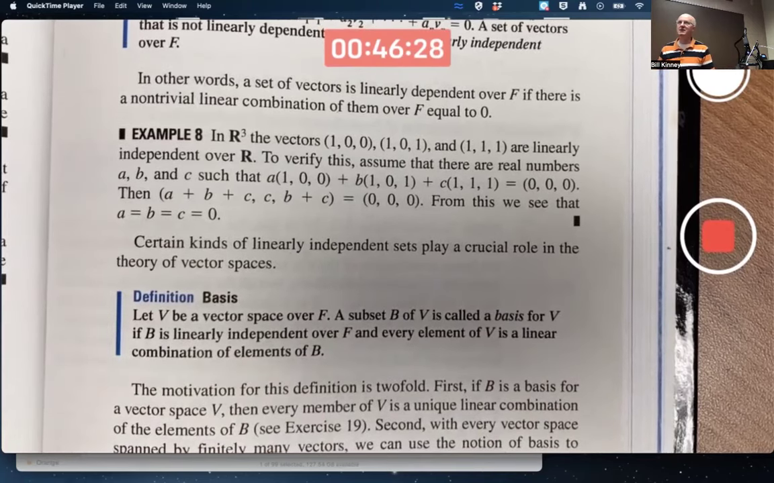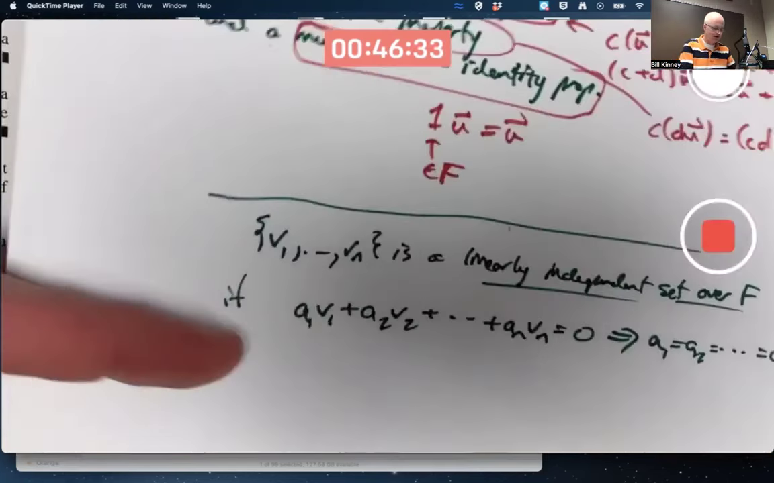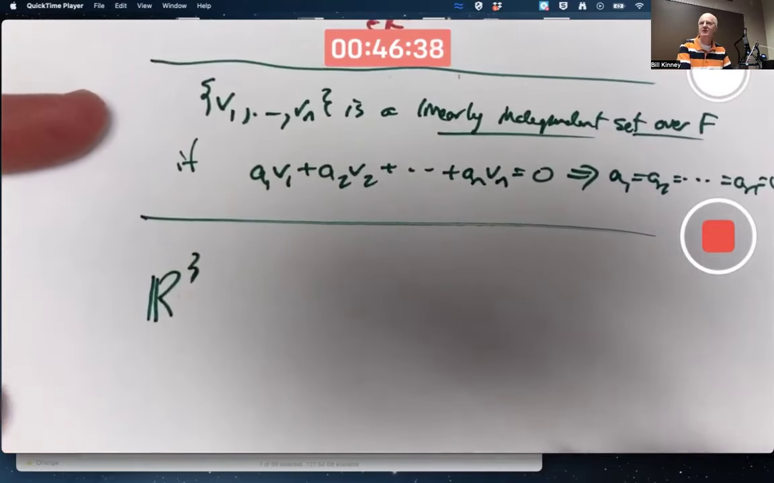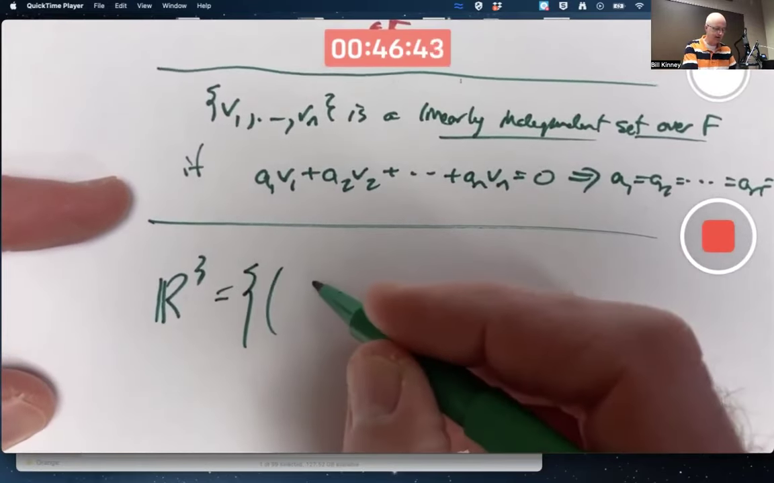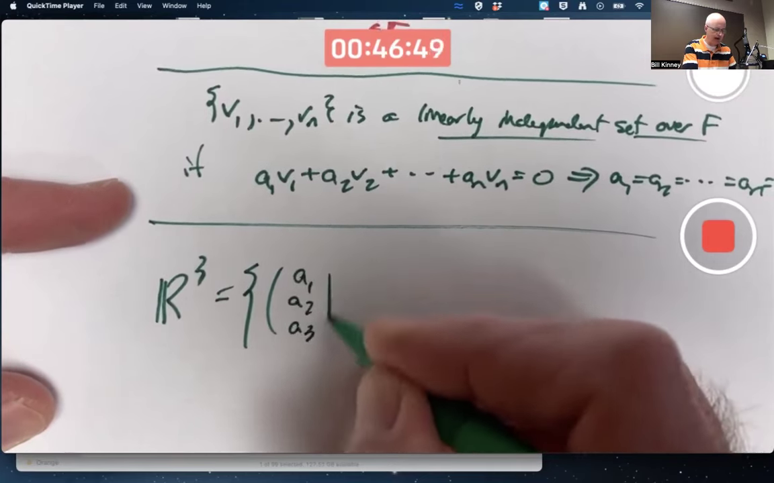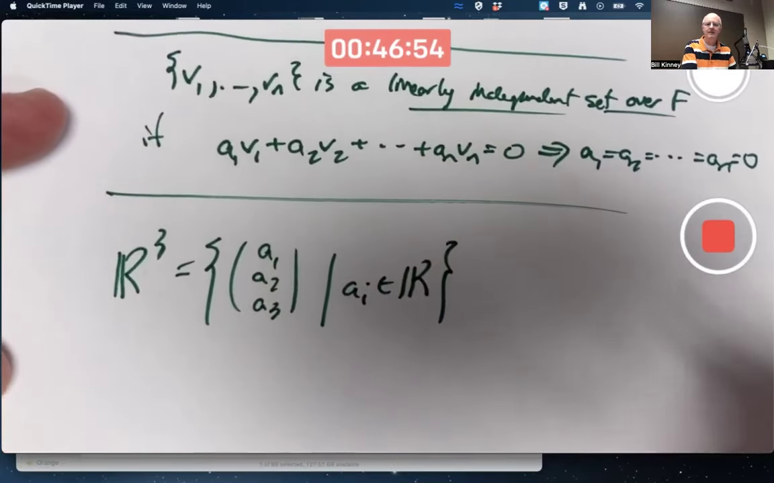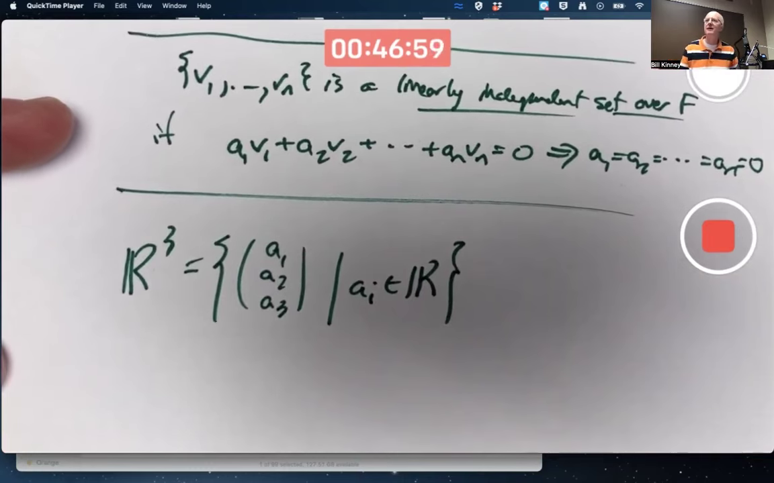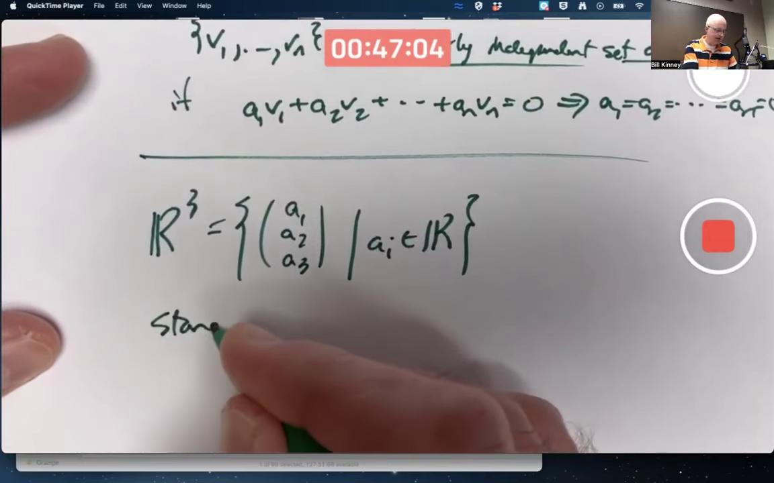And what did you see in linear algebra as far as examples went? You know, things like R3, three-dimensional space, three-dimensional vectors, the set of all, well, you wrote them as column vectors in linear algebra, A1, A2, A3 as Ai varies over R, where you add column vectors component-wise and multiply them by scalars component-wise. The standard basis is your favorite basis.